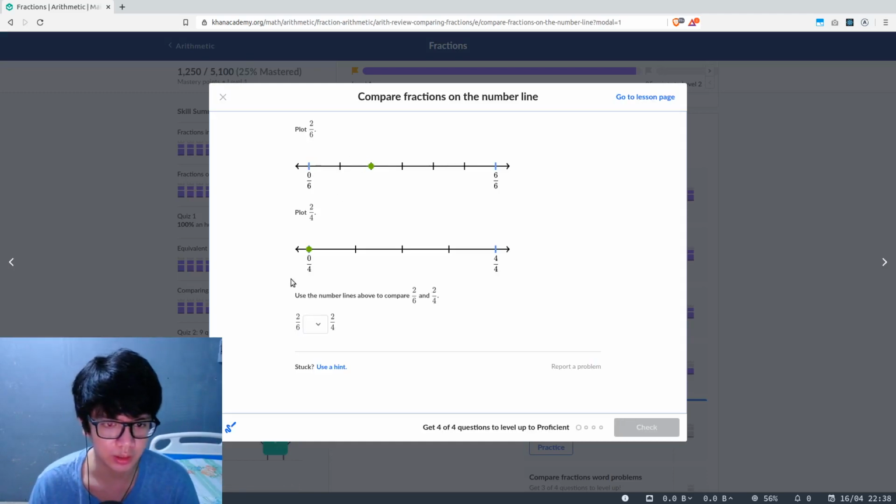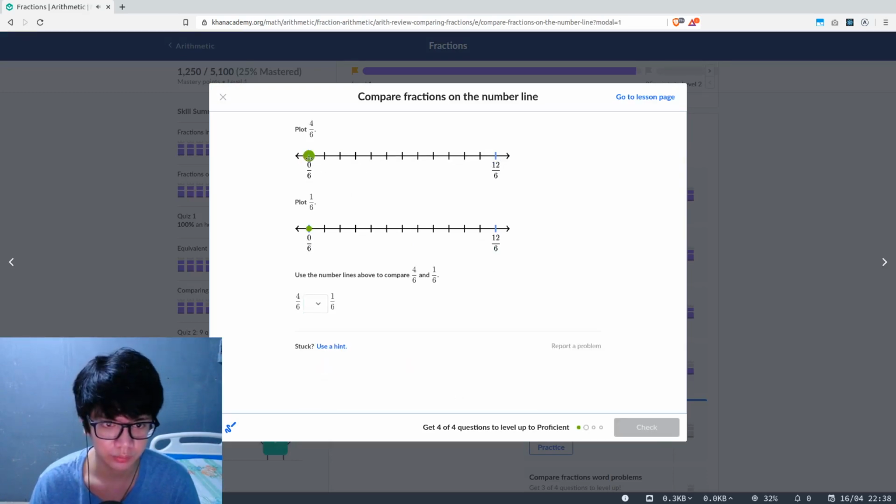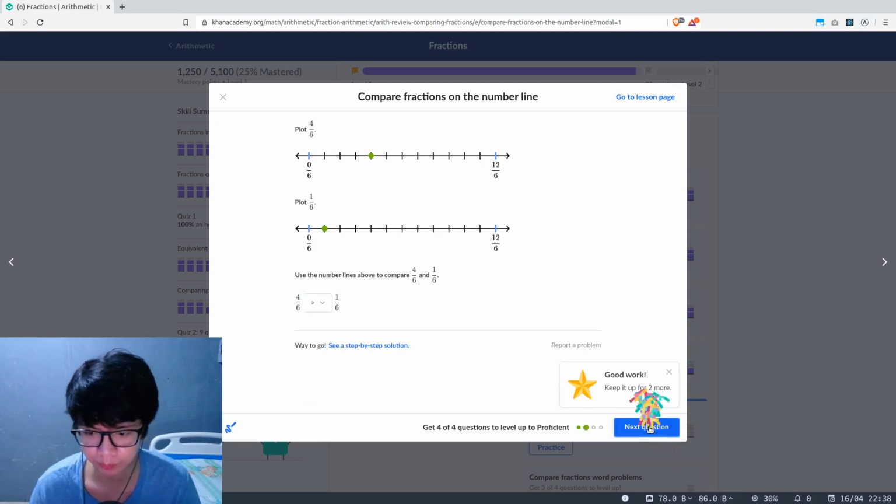Okay, 2/6, and we have 2/4. So 2/4 is greater. Alright, we have 4/6. 2, 3, 4, 5, 6. Okay, then we have 1/6. It's gonna have 6. So it's definitely great. 4/6 is great.